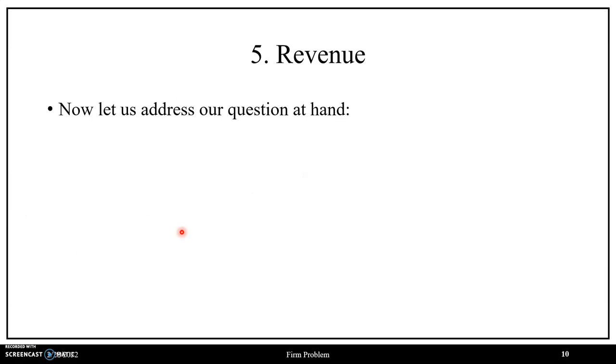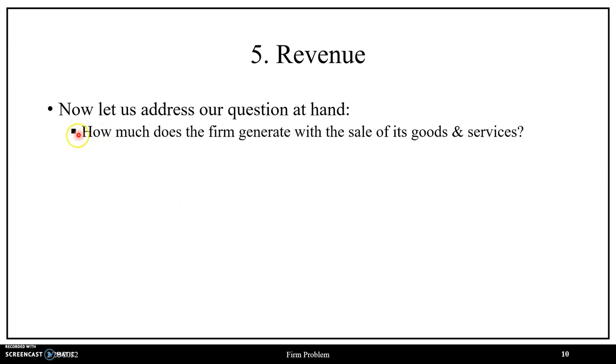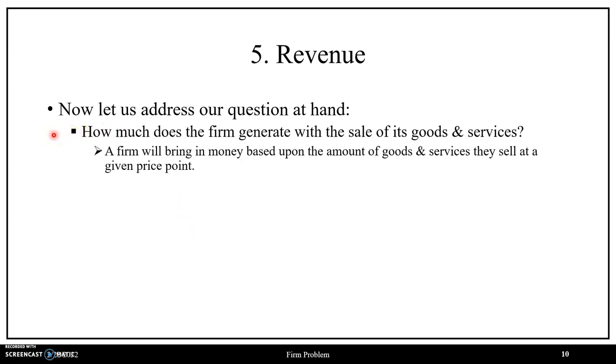So then, with our recollection of the setup for firms, what we know in terms of production and costs, let us now address our remaining question at hand. That is, how much does the firm generate with the sale of its goods and services? A firm will bring in money based upon the amount of goods and services it sells at a particular price point, a concept that we can define as total revenue.